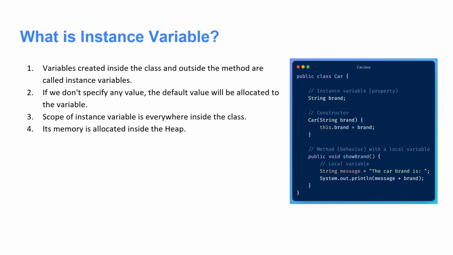What is an instance variable? Variables created inside a class but outside any method are called instance variables. If you don't assign a value, Java automatically gives them a default value. These variables have a class-wide scope, meaning they can be accessed anywhere inside the class. And when an object is created, their memory is allocated in the heap.